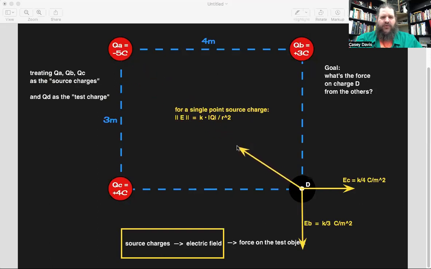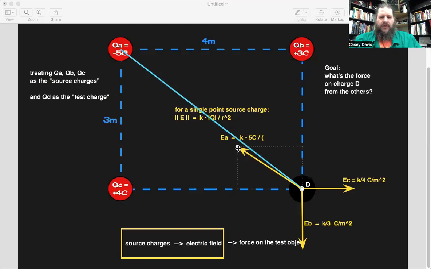So pointing straight towards charge A. And again, we can calculate the strength using the same formula. Electric field caused by A is going to be K times 5 coulombs, and again, we're treating this as absolute value because we're just looking for magnitude here, divided by, and what's the distance? How far is it from charge A to location D?